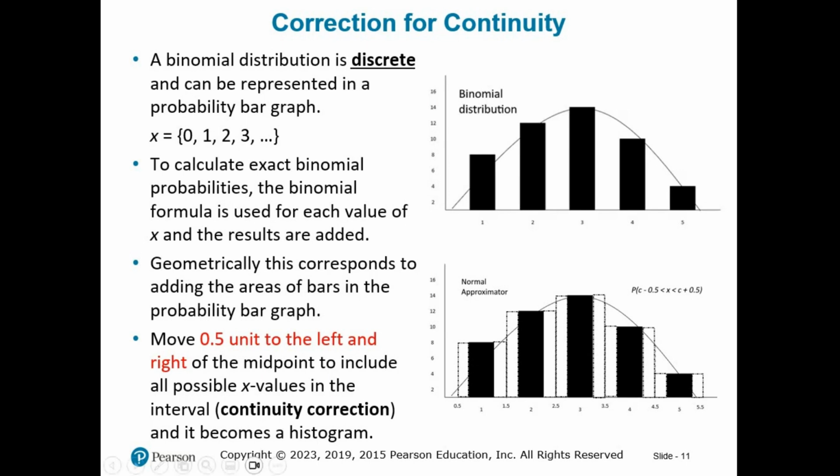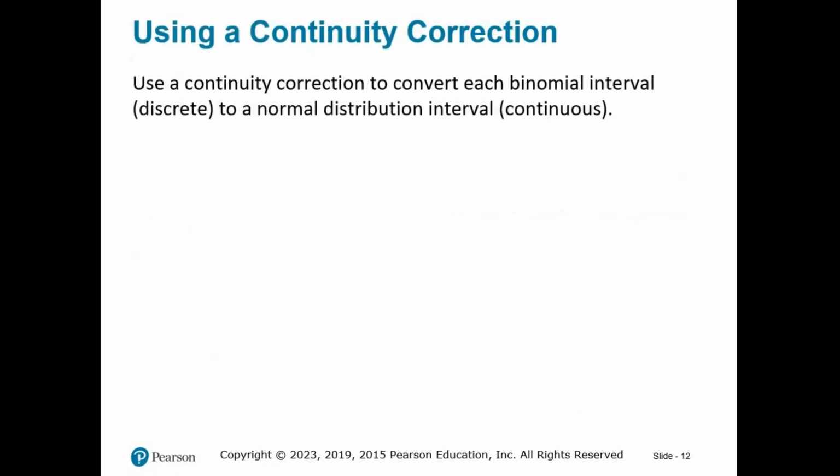Doing this, capturing half, or 0.5, of a unit on either side of a midpoint like this for a binomial distribution, is called continuity correction. So how do we do this? Well, it's actually just a matter of subtracting 0.5 from the bottom number and adding 0.5 to the higher number, depending on the context.